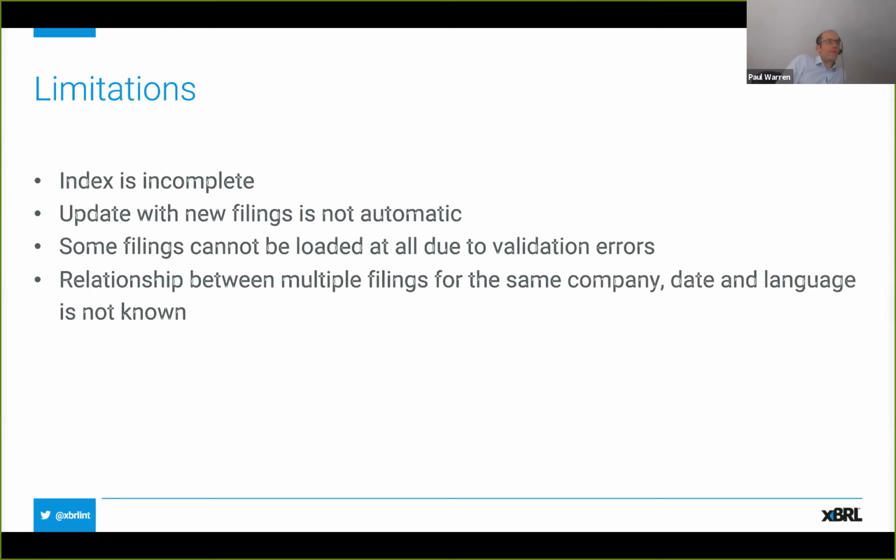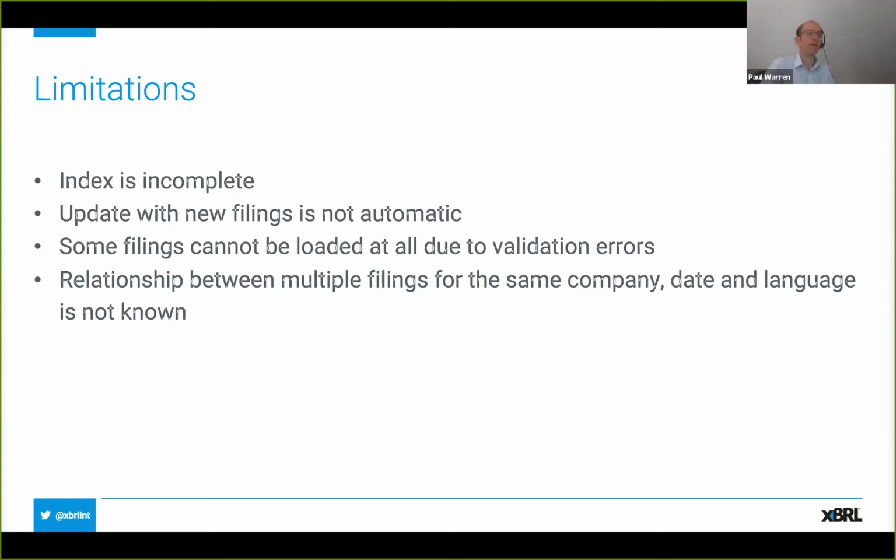So there are some limitations here. One of the biggest ones is that the index is incomplete. We've tried to find all the sources of data, and wherever possible, we've tried to automate loading of the filings, but we don't yet have a mechanism for automatically checking for new filings where they're made available. So unfortunately, the index is not being updated automatically. We will add filings as we become aware of them.